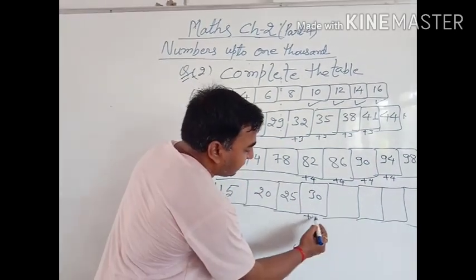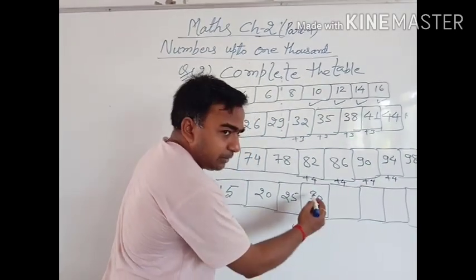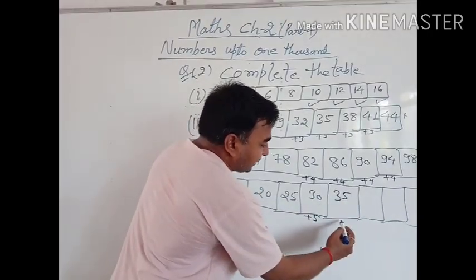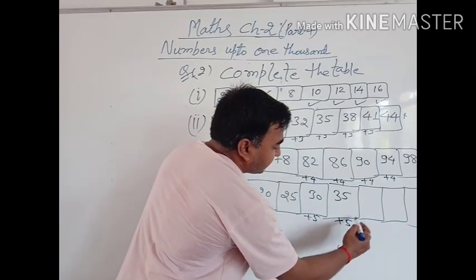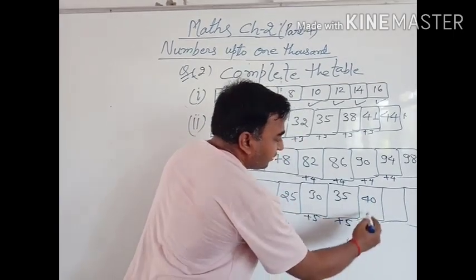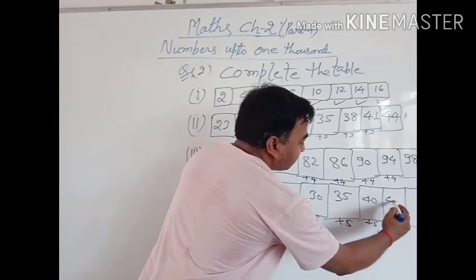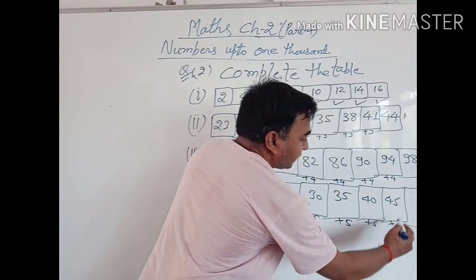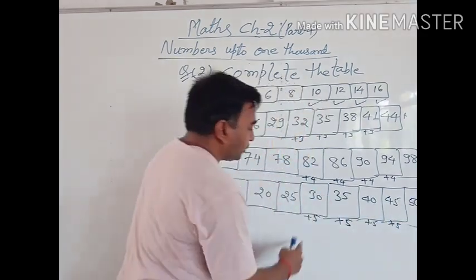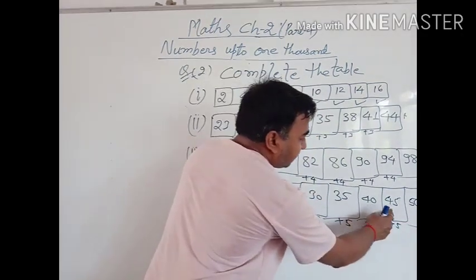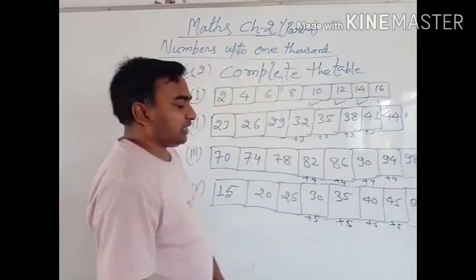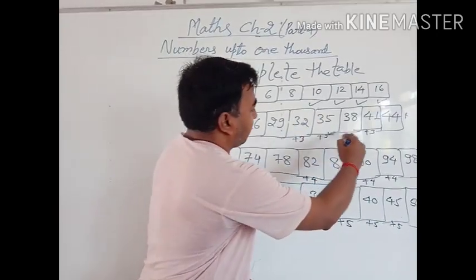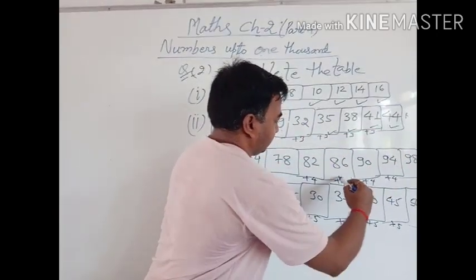When we add 5 to 30, what is the next number? 35. Adding 5 to 35, the next number is 40. Adding 5 to 40, we get 45. Adding 5 to 45, we get 50. So 35, 40, 45 and 50. This is our answer.